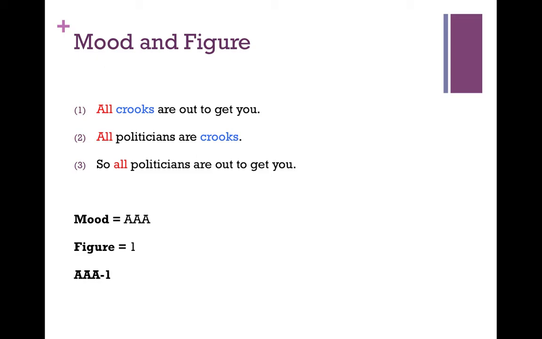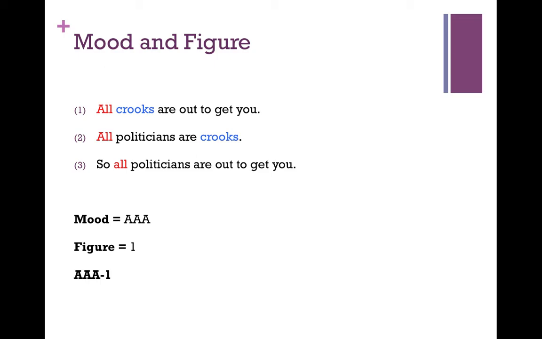You just write AAA-1. And so even if you didn't know what was actually the content of the argument, you would know the basic structure of it. And truthfully, you would be able to determine if the argument is valid or invalid. We could remove all the content. We could remove crooks. We could remove politicians.